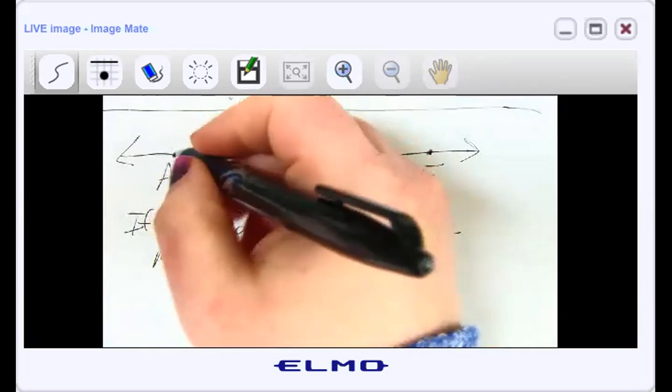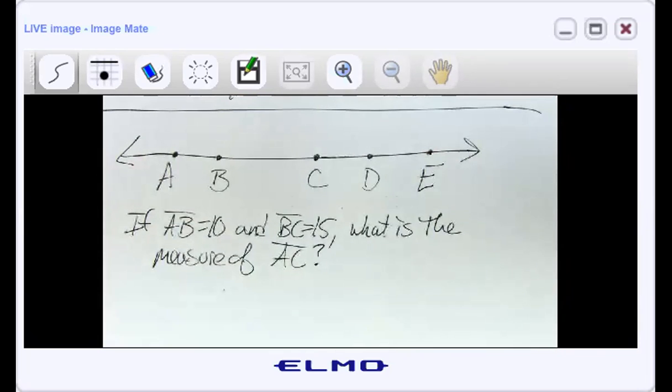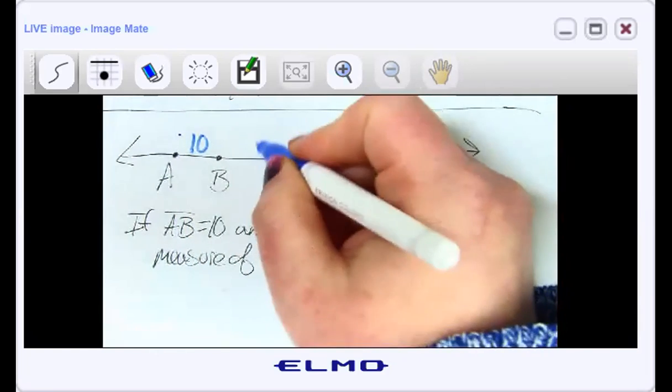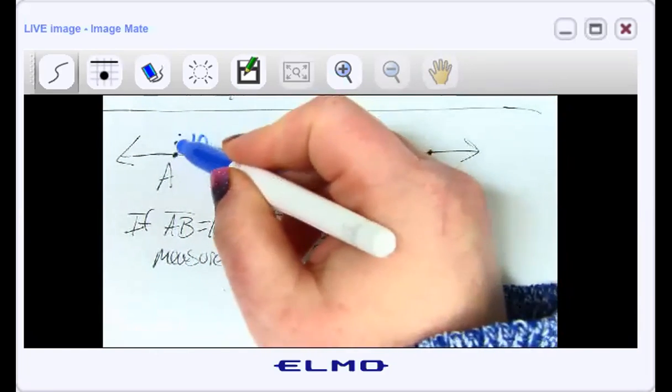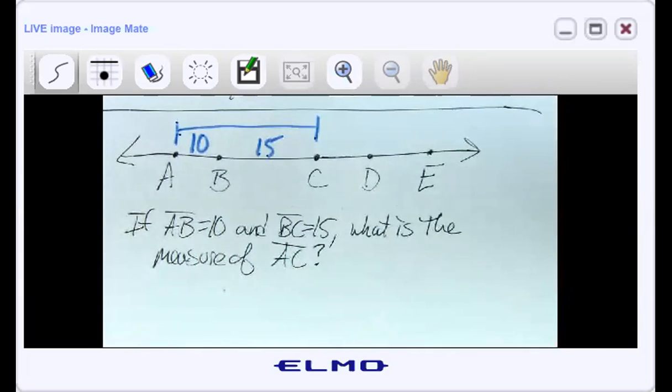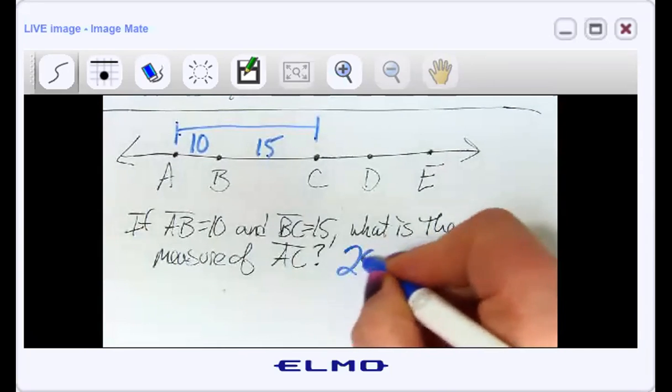If AB is going to be 10, let me switch to marker here. AB is 10 and BC is 15, and I'm trying to find AC. Well, that just makes sense. I'm going to add those 2 together. 25 totally makes sense here.